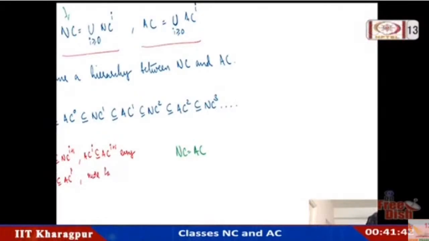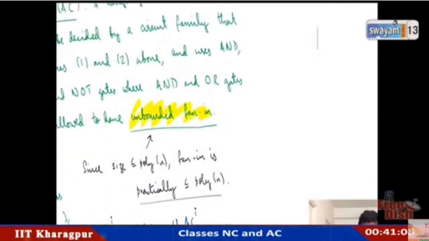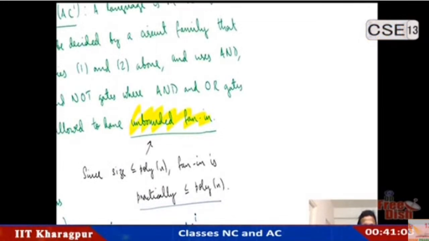more fan-in equals more power, right? And finally AC^i is actually contained in NC^(i+1). Okay, so this is probably the only interesting part. This is because, what does AC have that NC cannot have? It is the unbounded fan-in AND and OR, right?